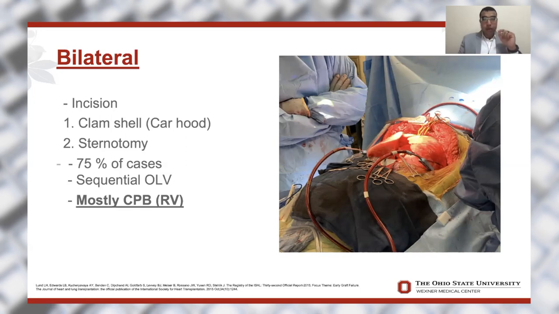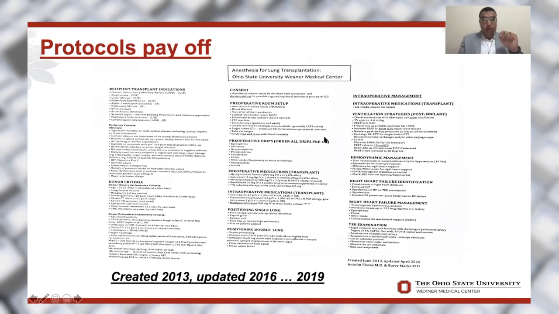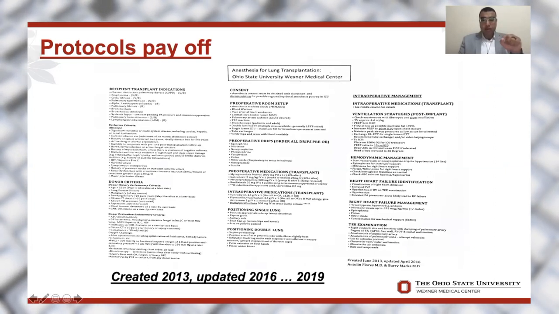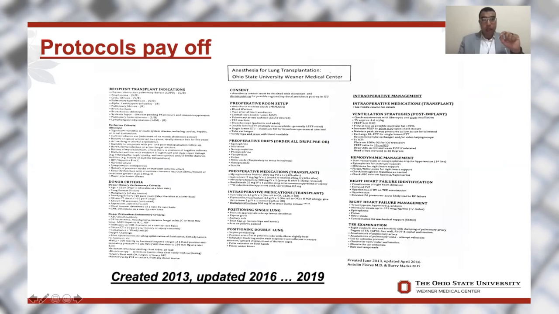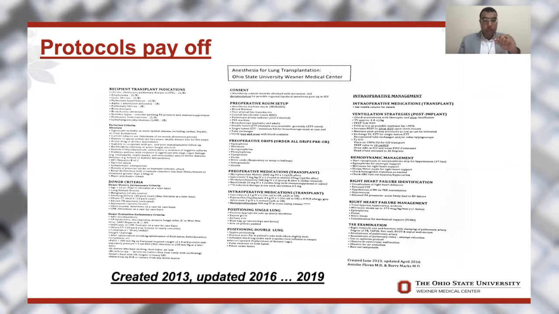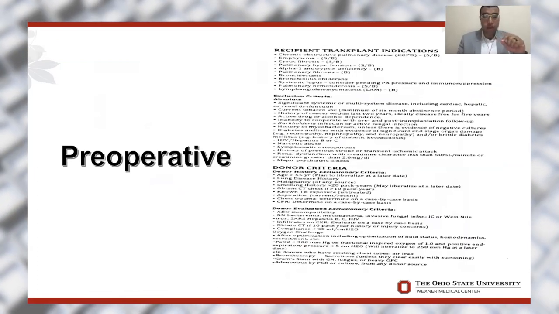This is the protocol from Ohio State from 2013, updated through 2019. You will find every piece of data you need on this page. If you are searching for the inclusion and exclusion criteria, you can read them from this slide, but I will go into the preparation of the room.